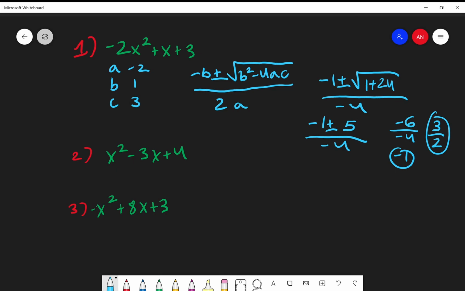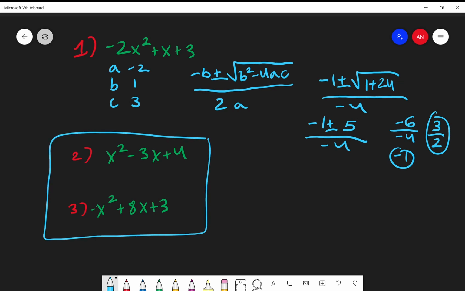Okay, the video is getting kind of long. So for these two, try to solve them and then put your answers in the comments. I will try to respond to as many as I can. Okay, this is the quadratic formula.